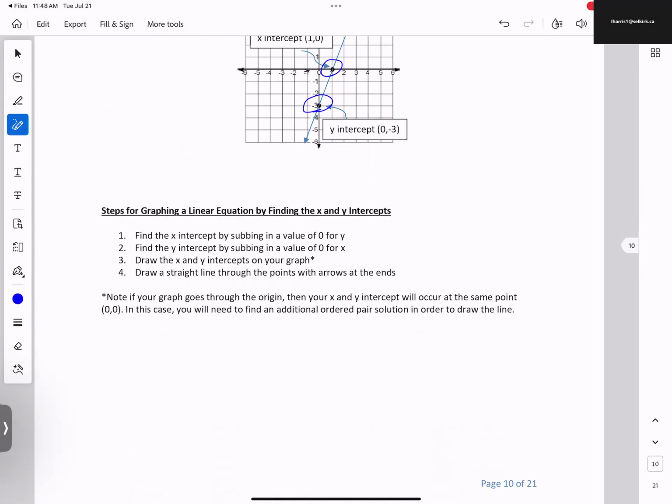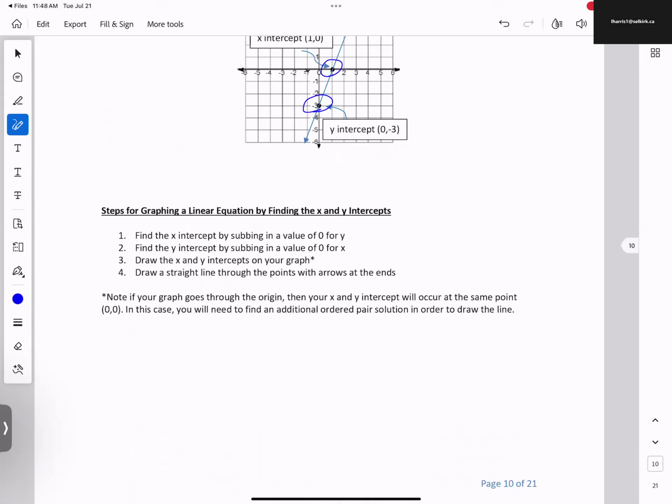So we can use our x and y intercepts as easy points, like easy ordered pairs, easy points to figure out on that graph. And then once you have those 2 points, you know where the shape of your line is. You can draw your line.